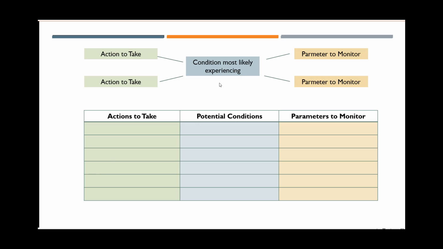So the bow tie method, it does look like a bow tie. Basically these are the wells here, and I tried to make everything match and color coordinate. We're going to have a question, we're going to have a scenario, and then we're going to try to choose the condition most likely that the patient is experiencing, which actions to take, and what parameters to monitor.